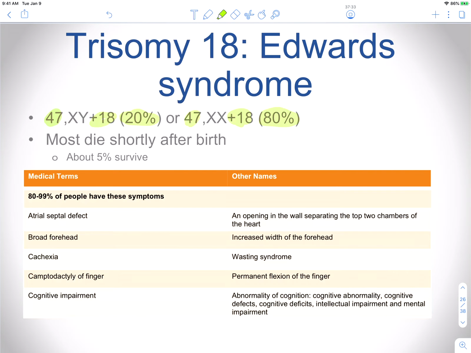In trisomy 18, they're less viable than trisomy 21. Most will die after birth, and only about 5% survive. Of that 5%, 80% will be female, and 20% will be male. There are a few syndromes associated with this, and apart from just the physical features, you also have cachexia, that is wasting. So they have almost a failure to thrive, nutritional problems and things like that. You also have camptodactyly, permanent flexion of the fingers, and cognitive impairments, which is common of these trisomies.